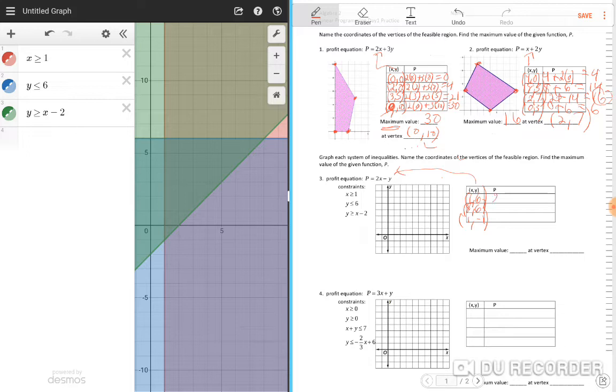First, 2 times 1 is 2. Then minus 6 is negative 4. Plug in the 8 and the 6. So 2 times 8 is 16. Minus 6, that gives me 10. Then plug in the 1 and negative 1. 2 times 1 is 2. Minus negative 1 is plus 1, which is 3. So our maximum value is here at 10. And that occurred at the vertex 8, 6.